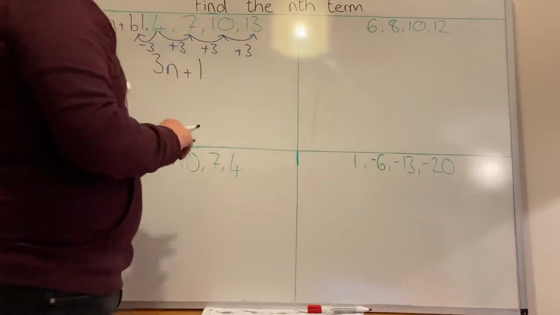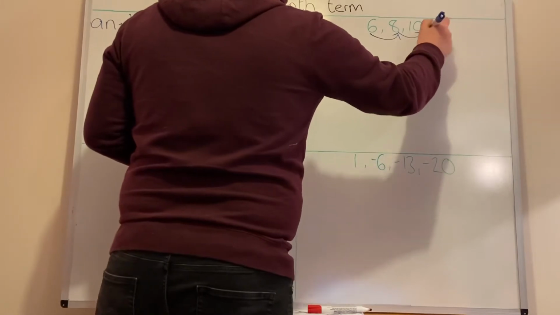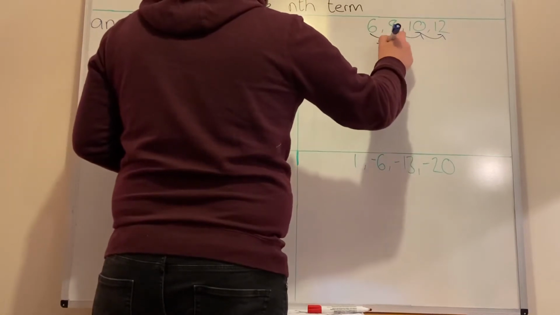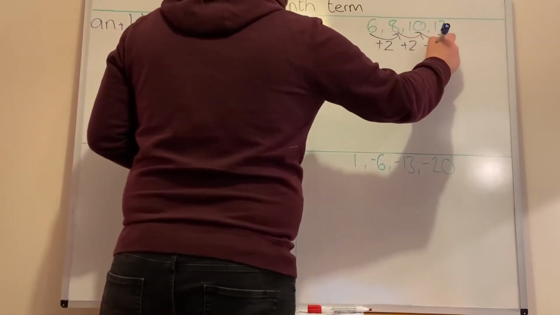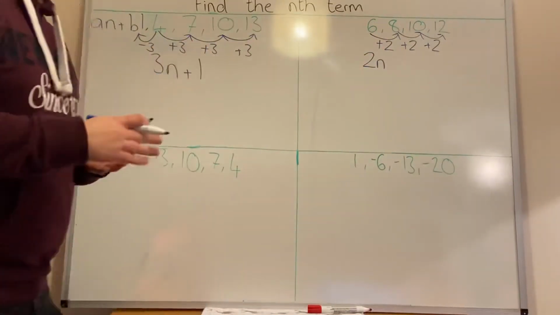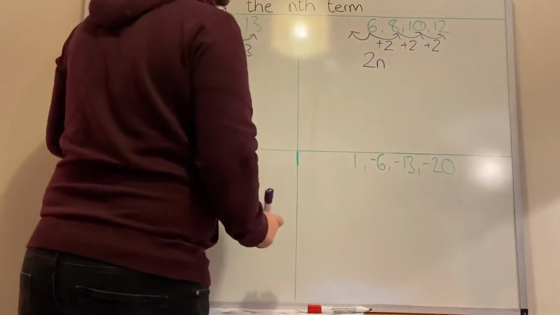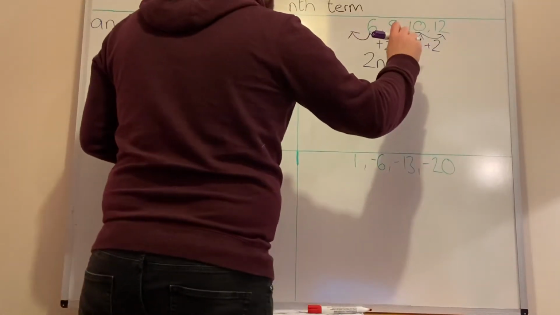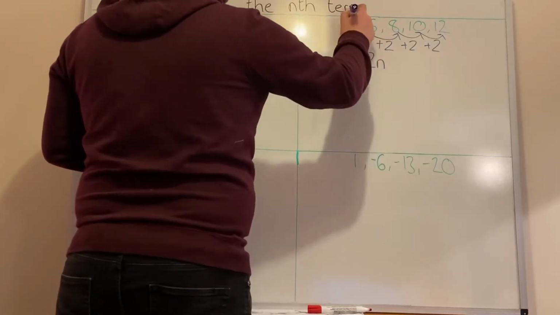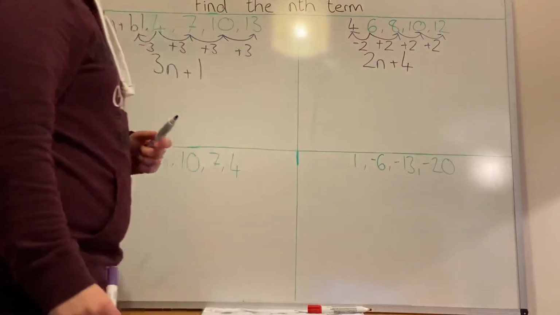Let's look at the second one then. First of all, we need to find the difference. We need to find what the term-to-term rule is, what we're doing to get from one term to the next term. Here, we're adding 2, add 2, add 2. So our number in front of n is 2. To find the second part, just like we did here, we're going to find out what the term is before the first term. So if we're adding 2 to go to the right, we're going to do the opposite, and take away 2 to go to the left. 6 minus 2 is 4. So our second part to this is plus 4.